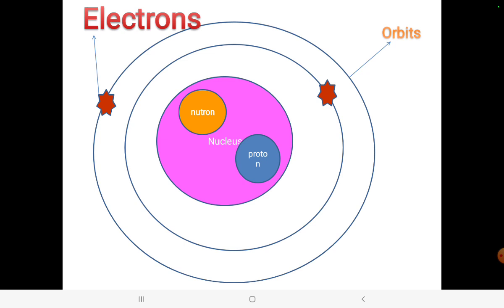Clear? This nucleus is the center part of the atom, and there are some paths which are followed by some fundamental particles. Those paths are known as orbits. The fundamental particles which revolve around in an orbit are nothing but electrons. Clear? So electrons always follow some paths. That path is known as an orbit. These orbits always occur around the nucleus. Clear? I think it's clear.